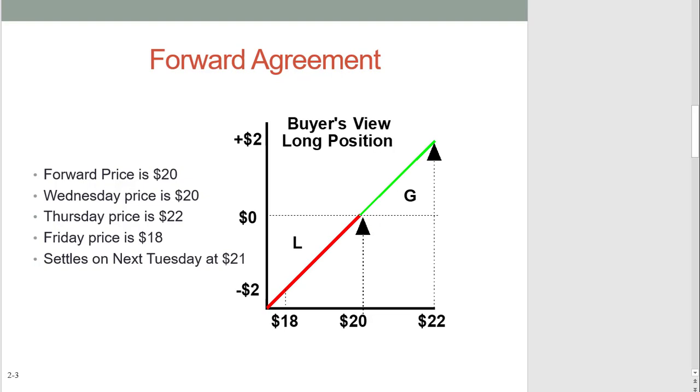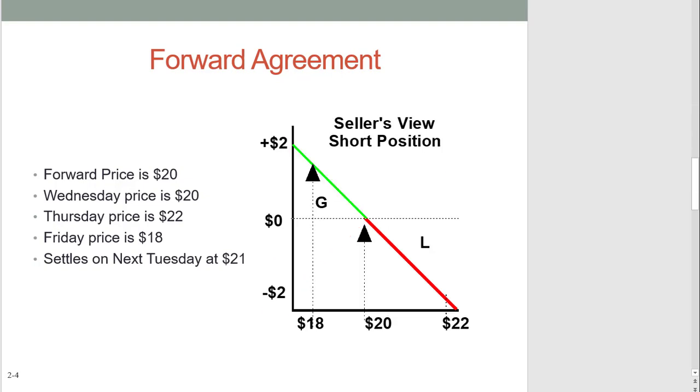The seller has the exact opposite position. The gain to the buyer is coming from the seller, so it's a loss to the seller. And the loss to the buyer is going to be the gain to the seller. So looking at the next slide, we see the seller's view, which is what we call a short position. Here the green line is where the price is below 20, which corresponds to the red line where the buyer was losing money.